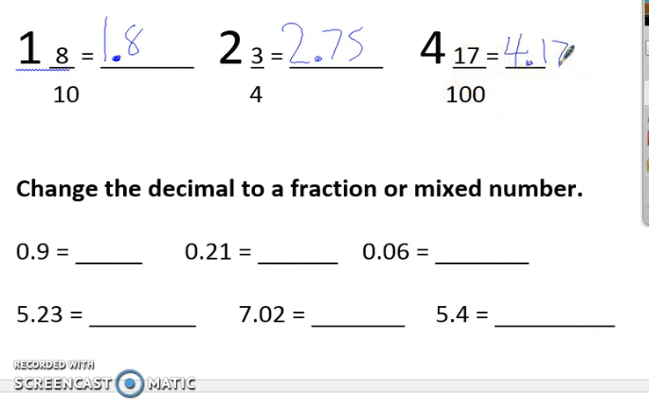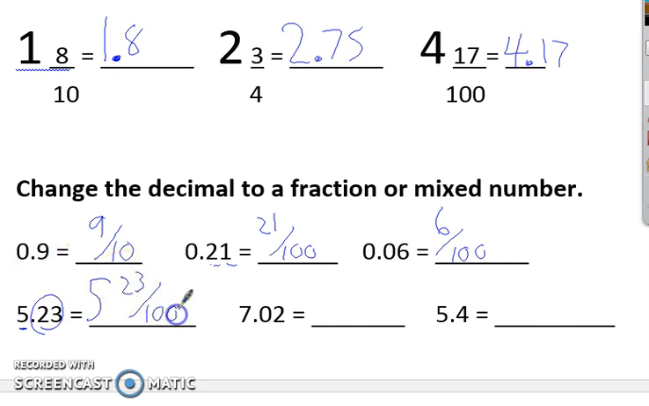Change the decimal to a fraction or mixed number. Again, however you read this, 9/10. Done. 21 hundredths, because it goes to the second spot. 6 hundredths. Now, when I come down here and I put a mixed number, I'm going to want to make this a mixed number, because I have a whole number in front. So it's a big 5, and then I just do this part by itself, just like we did up here. 23 hundredths. Big 7 and 2 hundredths. And a big 5, and this time the 4 is only in the 10th spot.